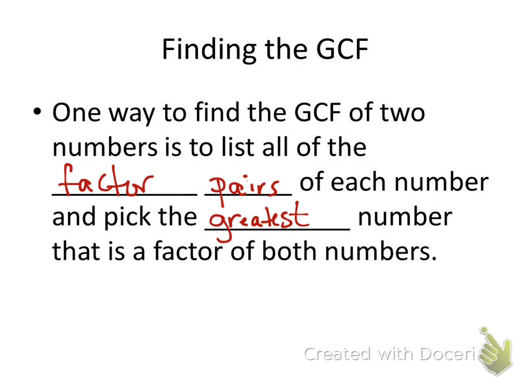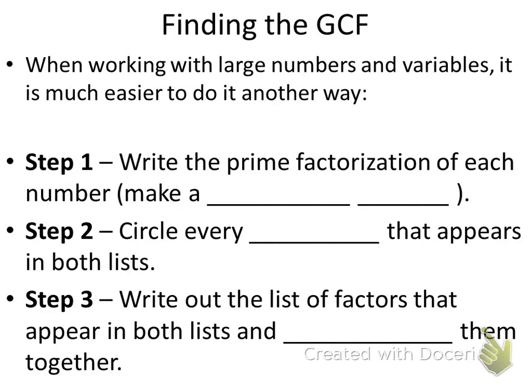So the way that we're going to do it is by 3 simple steps. Now, I'm even going to make it easier than that in just a moment. So when working with large numbers and variables, it is much easier to do it another way. So step 1, write the prime factorization of each number. This is going to come back from first semester. To write the prime factorization of each number, you need to make a factor tree.